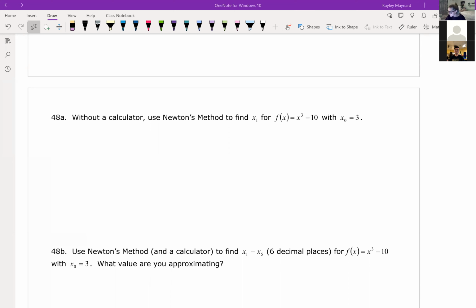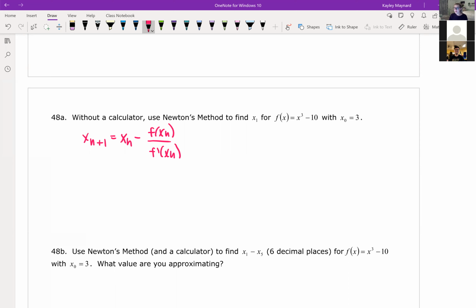Okay, so 48A, part A is without a calculator. So Newton's method, there's a little theorem. I'm just going to write down exactly what the theorem says, and it is in that little cheat sheet that I made. So Newton's method says that x_{n+1} equals x_n minus f(x_n) over f prime of x_n. In order to do Newton's method, I feel like you really need to understand what it's even doing. Because if you don't understand what Newton's method is, this probably just seems completely pointless.